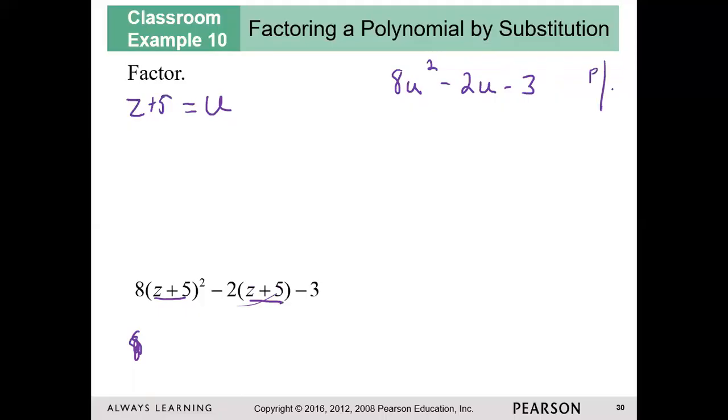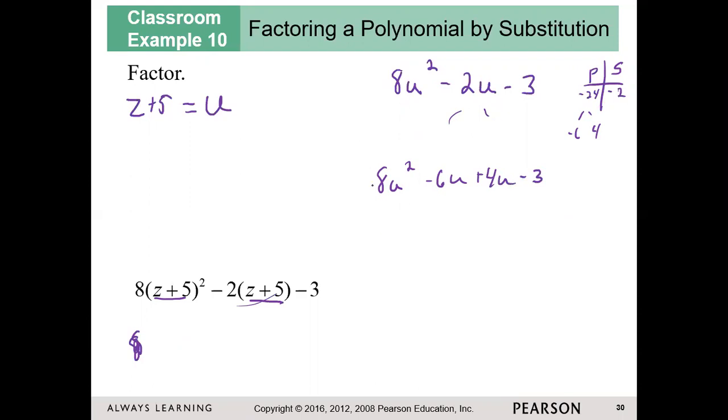So product sum method of factoring says I'm looking for negative 24 that adds up to negative 2. So that will give us negative 6 and positive 4. So maybe as a way to kind of shake things up a little bit, I will break this up and use the factoring by grouping method. So 8u squared, and that's going to be minus 6u plus 4u minus 3.